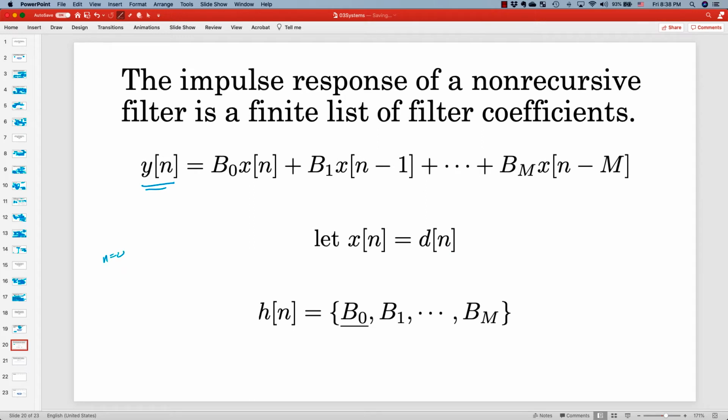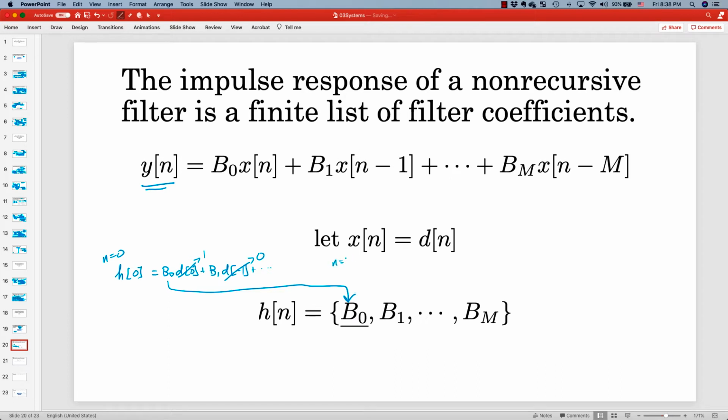So for n equals 0, the output due to a unit impulse, which we call little h at time 0, is b0 times the impulse at 0, plus b1 times the impulse at -1, plus on and on and on. And I want you to see that all of these are 0 except for d of 0, which is 1, which is why h of 0 is just the first coefficient.